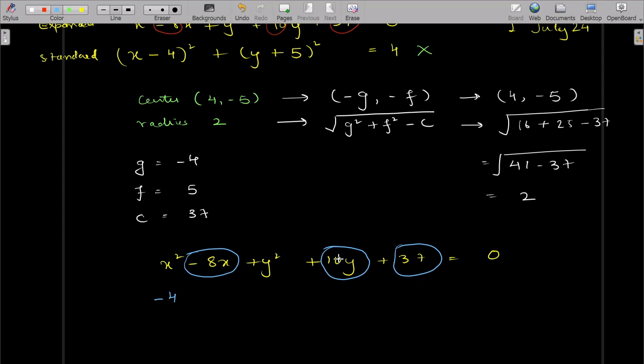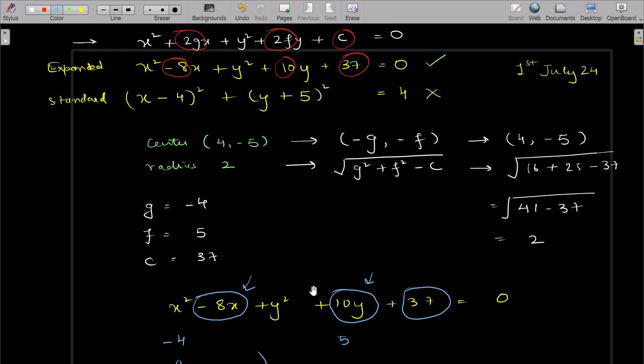Divide the y term by 2 to get 5. So that becomes your center, negative 4 comma 5. I mean, sorry, now you have to take its negative. So negative of negative 4 is 4 and negative of 5 is negative 5. So all you have to do is divide the coefficients of x term and y term by 2 and then take its negative. So that will be your center, and for radius you just use this formula, g square plus f square minus c. That will save a lot of your time.